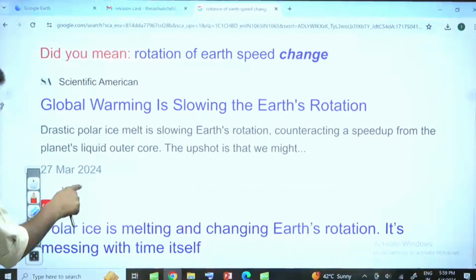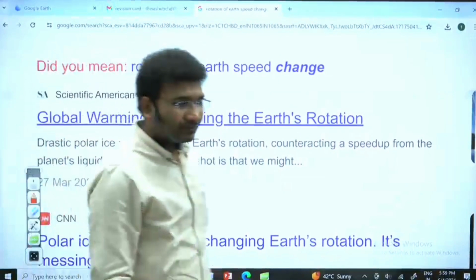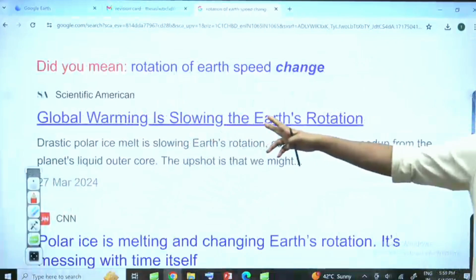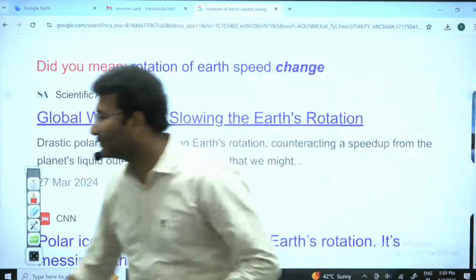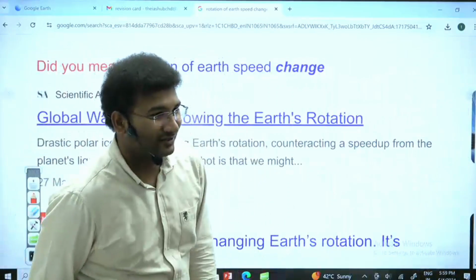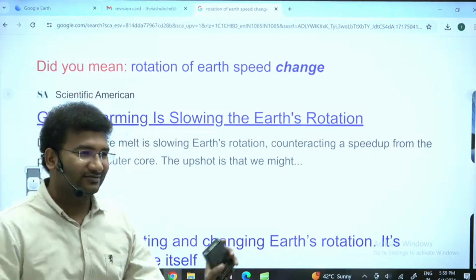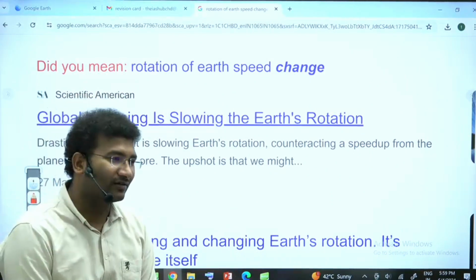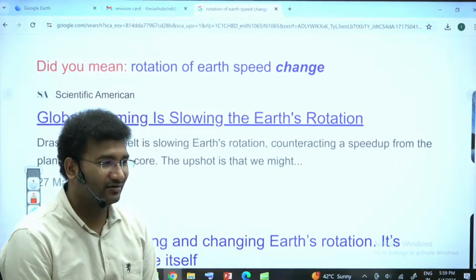This is 27th March. Now, what is this current affairs article saying? Global warming is slowing the Earth's rotation. ठीक है? If global warming is slowing the Earth's rotation, so how is this global warming slowing the Earth's rotation? One, Earth has gases. The weight of the gases is disrupted.